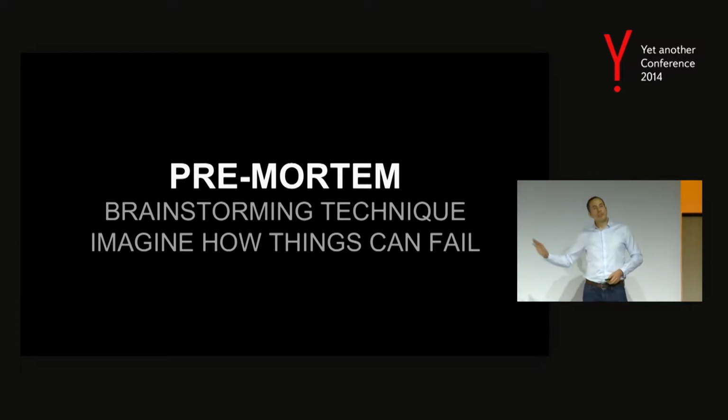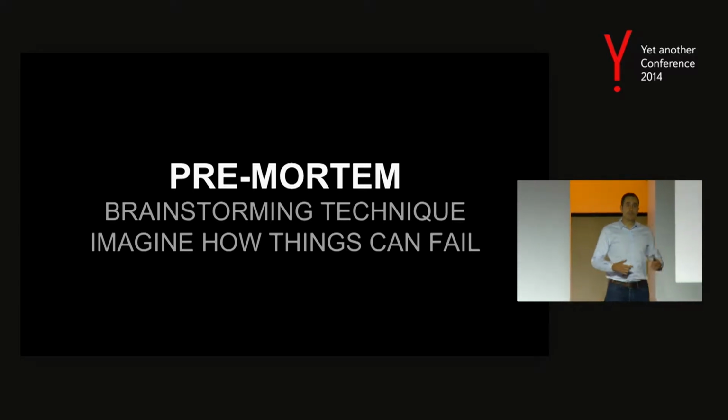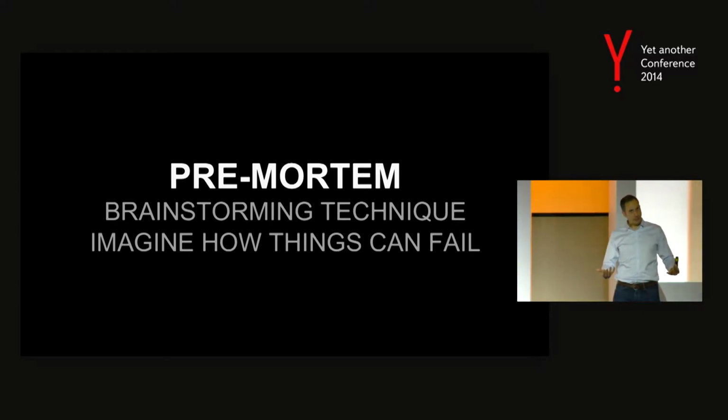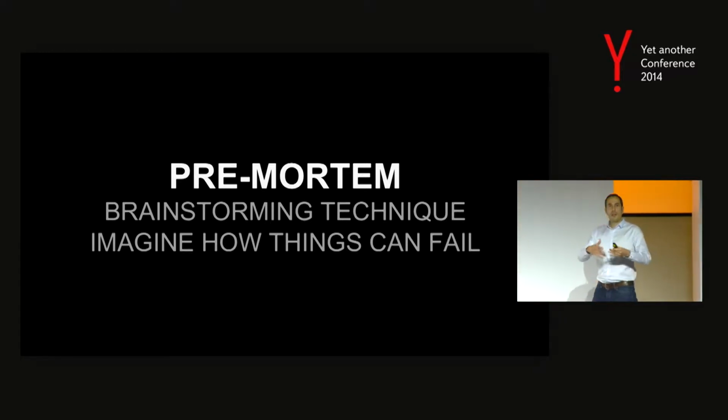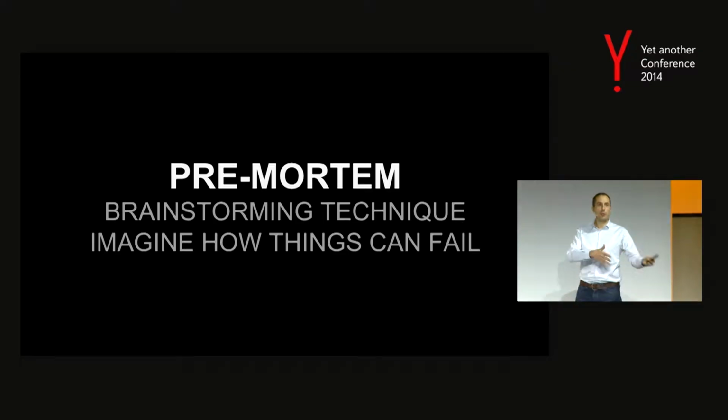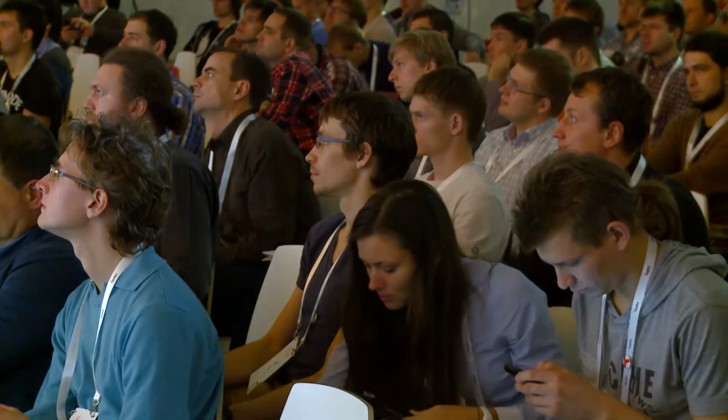So a very good technique here is the pre-mortem technique. A lot of people know the post-mortem. That is, once you have a failure and once the failure is fixed, you want to go back on track and try to analyze the timeline and see what happened. Here you want to do exactly the reverse. So the idea is pretty simple. It's like a brainstorming situation.